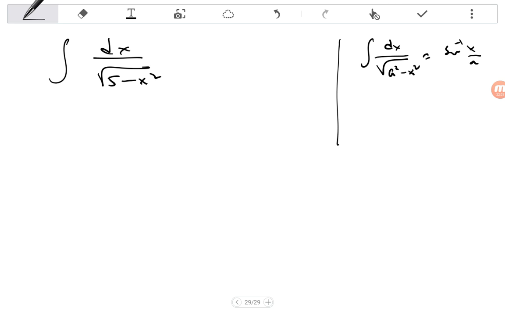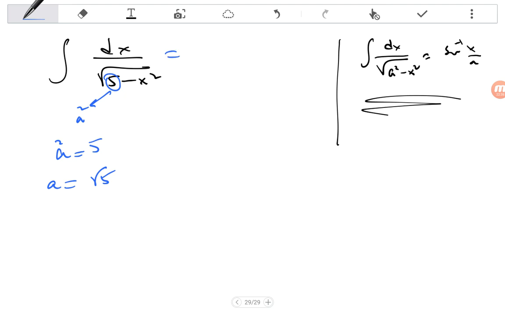Yes, we can solve it like this, but now we just memorize the rule. That's the rule. We apply the rule as it is, in just one step. I just need to determine what a is. This is a squared, and a squared is 5. So a is root 5.